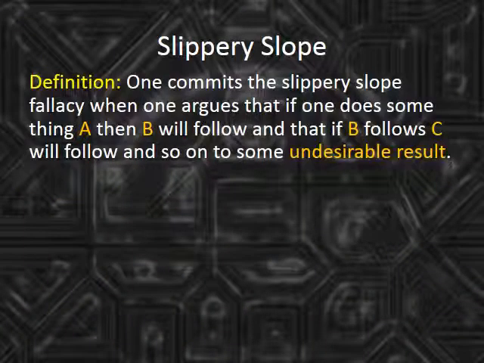The slippery slope fallacy. This is another tricky one because quite often this isn't a fallacy. One really has to think hard about these. One commits the slippery slope fallacy when one argues that if one does something A, B will follow, and that if B follows, C will follow, and so on until there is some undesirable result.